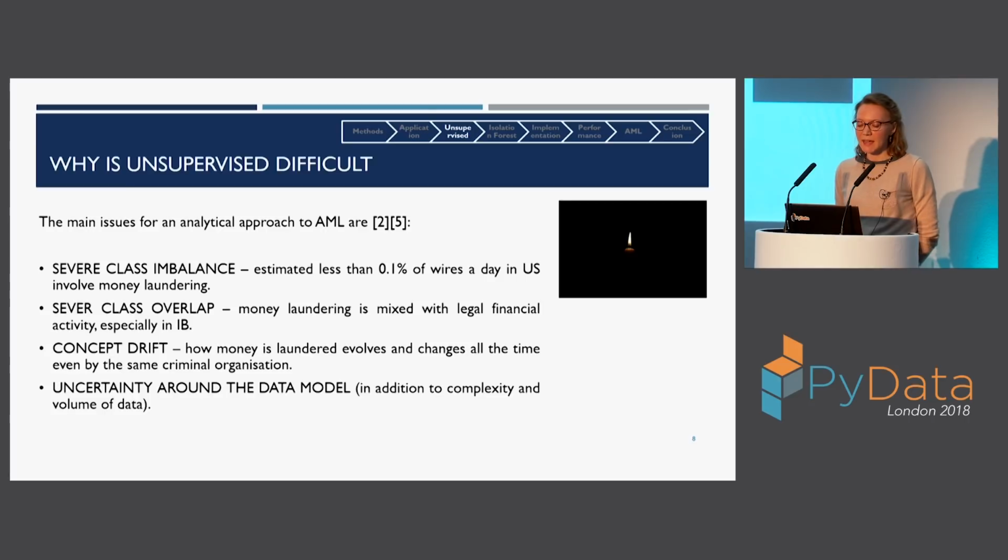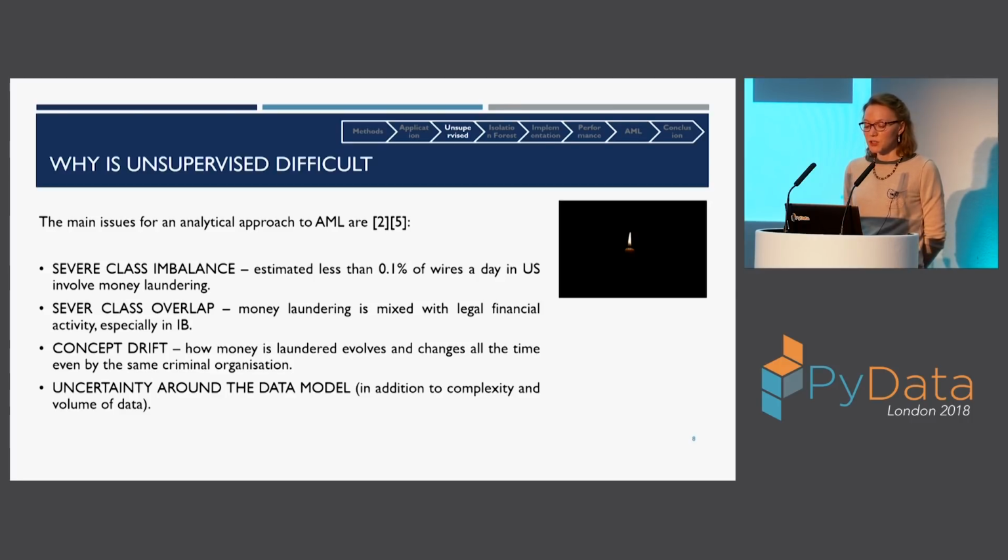What that means is that money laundering, when it comes from a single stream of financial transactions, will actually be mixed with normal activity. So what criminals do, they will use fraud companies, sometimes banks, and it makes it much harder to detect. Another thing that we have to deal with is called concept drift. So how money is laundered, even by the same criminal organization, changes over time.